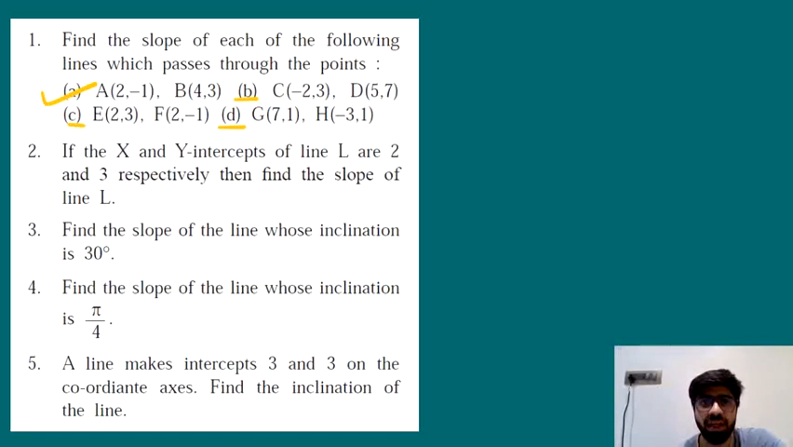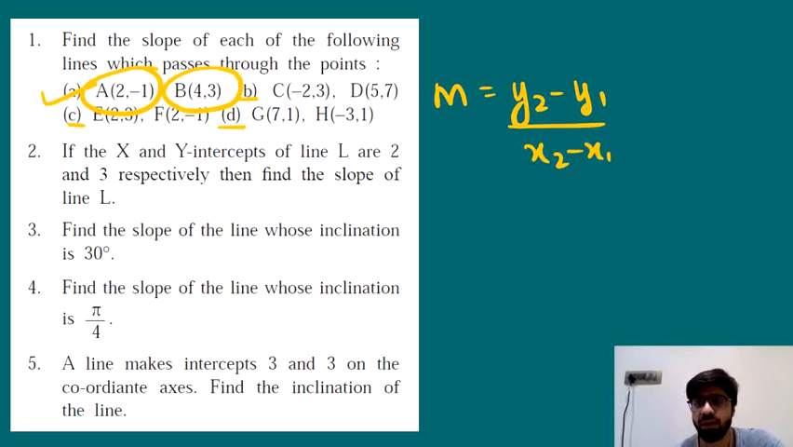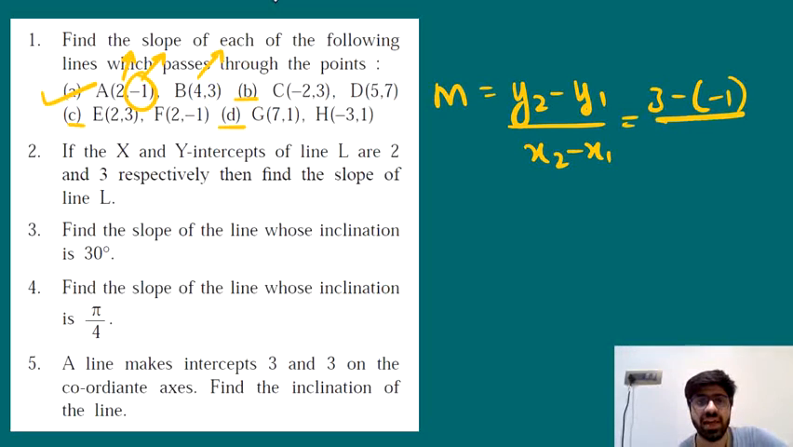So let's treat point A as x1, y1 and point B as x2, y2. The formula for slope is very clear. The formula is y2 minus y1 upon x2 minus x1. Because I am treating my point B as x2, y2, the value of x2 will be 4 and the value of y2 will be 3. I am treating my point A as point x1, y1. So x1 will be 2 and y1 will be minus 1. So let's put in the values of y2 minus y1. So that will be 3 minus 1 divided by x2 minus x1 is going to be 4 minus 2.